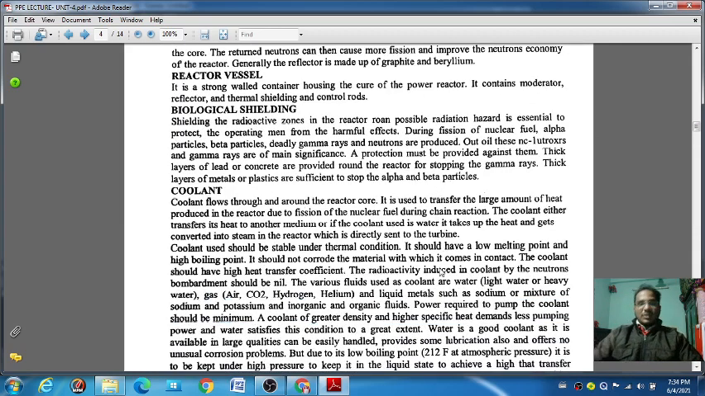Now the reactor vessel. Here we are discussing reactor vessels. It is a strong-walled container housing the core of the power reactor. You know the vessel is a big container, and it holds the moderator, reflector, thermal shielding and control rods inside. Then biological shielding. What is biological shielding?